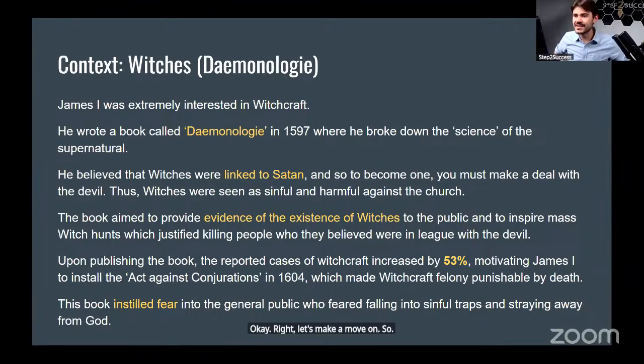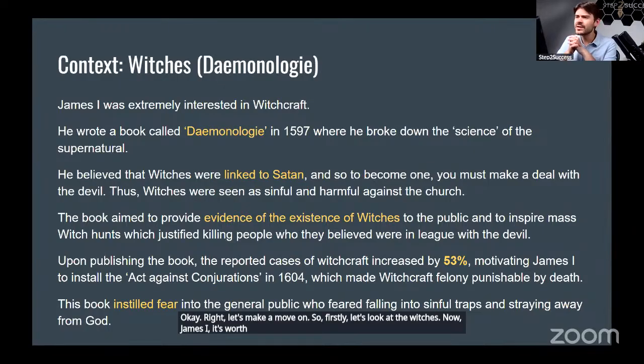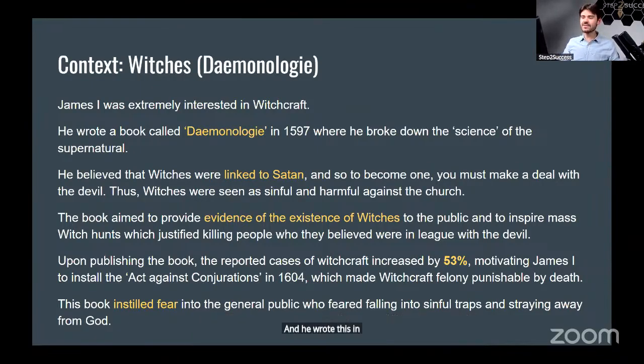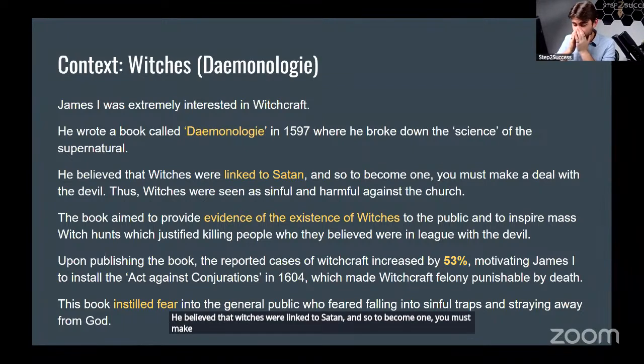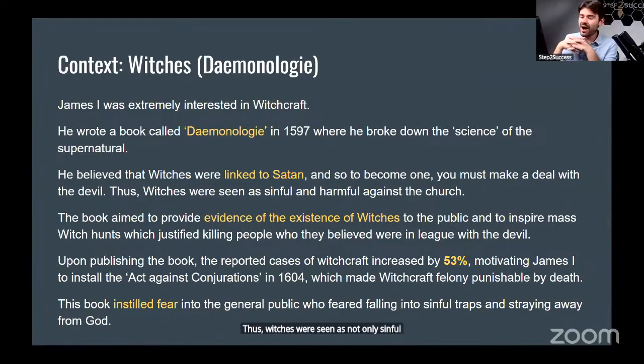So, firstly, let's look at the witches. Now, James I, it's worth saying, was extremely interested in witches. He was almost obsessed with witches. He even wrote a book about it called Demonology, and he wrote this in 1597, where he broke down what he called the science of the supernatural. He believed that witches were linked to Satan, and so to become one, you must make a deal with the devil. Thus, witches were seen as not only sinful, but harmful against the church, against the king.